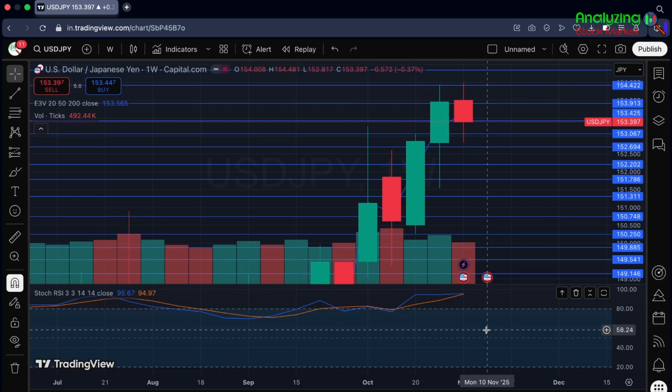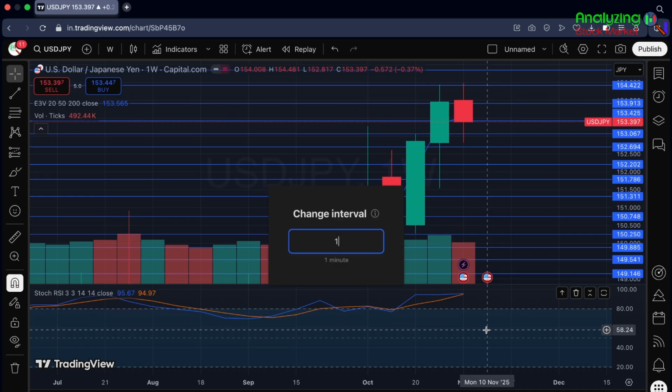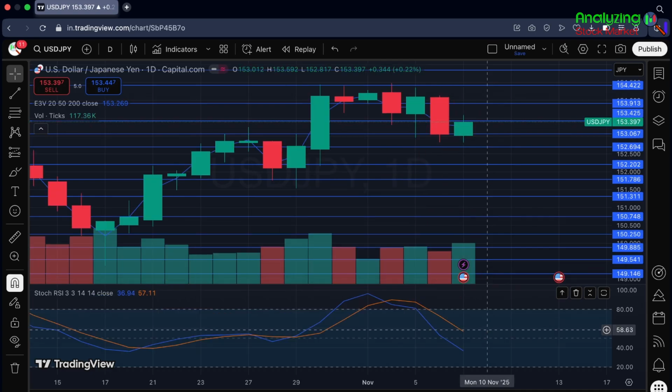So now let's mark some important support zones and resistance zones on a one-day chart. So this is a one-day chart.